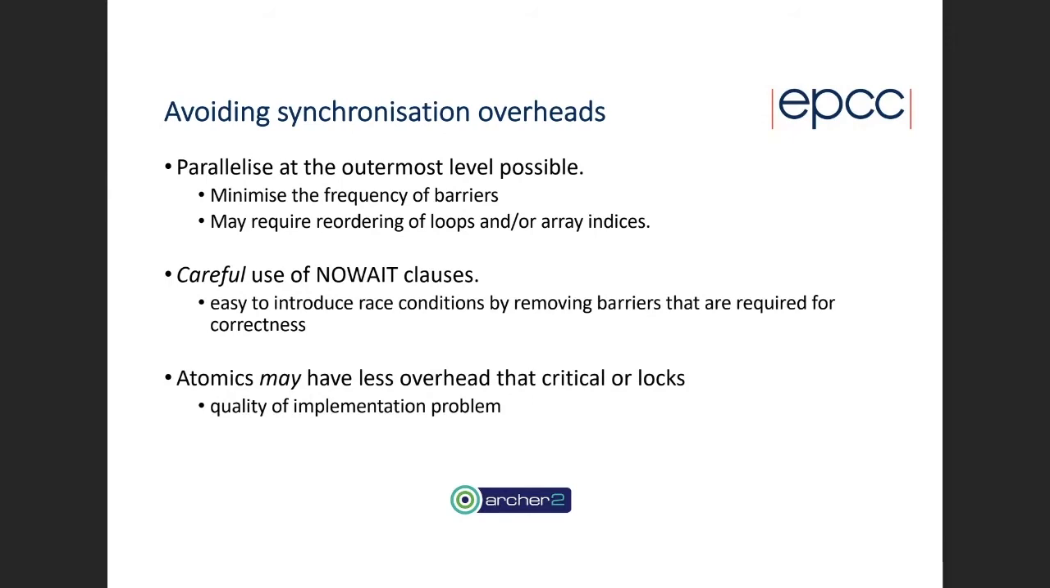Constructs like parallel loops have this barrier at the end by default. You can remove that by using a nowait clause on the loop directive. But be careful. The default behavior is there to help stop you shooting yourself in the foot with race conditions, and you have to reason very carefully about when it's safe to remove barriers.